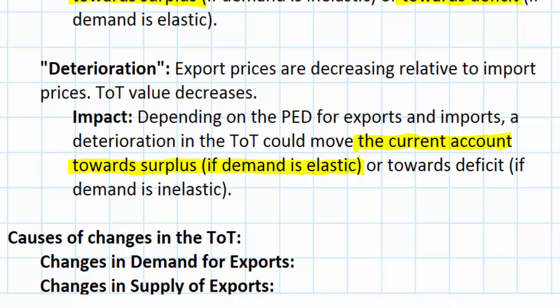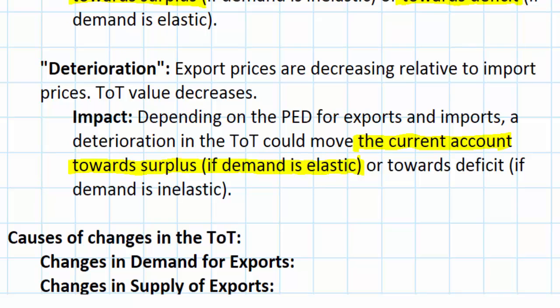At the same time, if the price of imports is rising relative to export prices and demand is elastic, then domestic demand for imports will decrease by proportionally more than the price of those imports increased. So in this case, if demand is elastic, then a deterioration in the terms of trade could actually move the country's current account and net exports towards the positive.